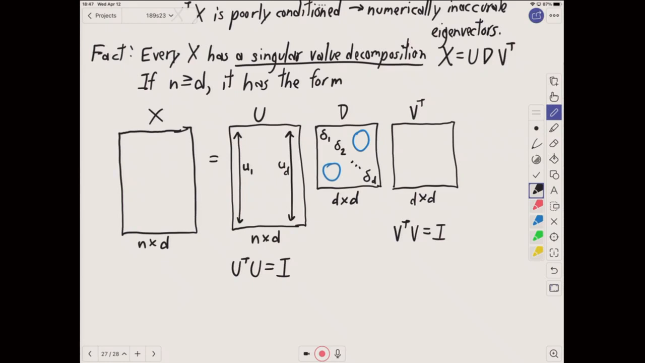And U transpose U equals I is a short way of saying that all these columns are orthonormal. Again, they all have unit length and they're orthogonal to each other. And these columns are called the left singular vectors of X.